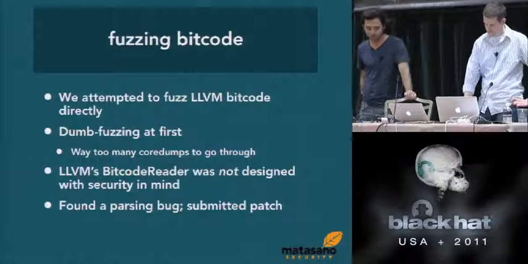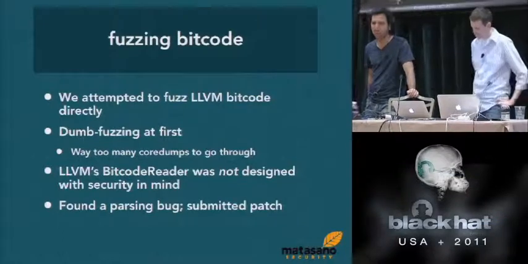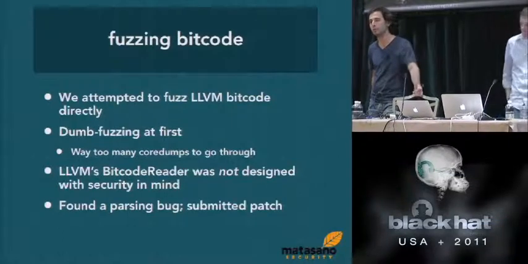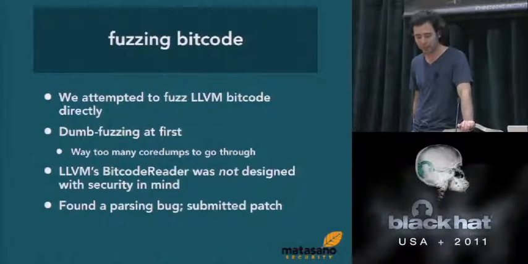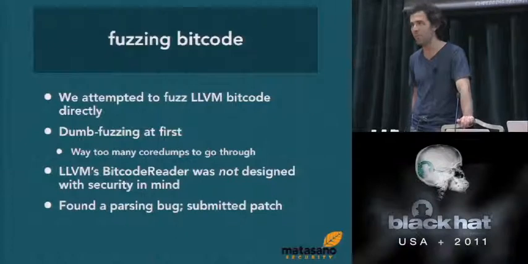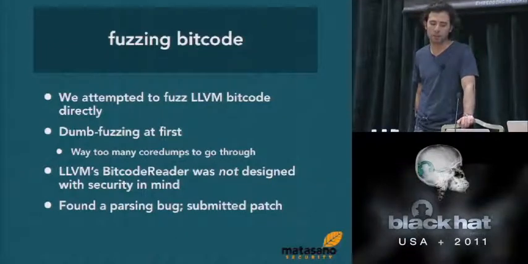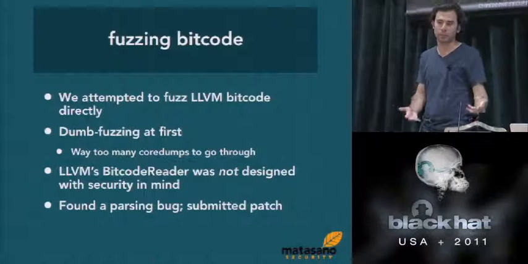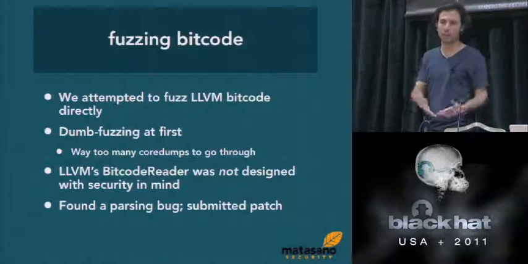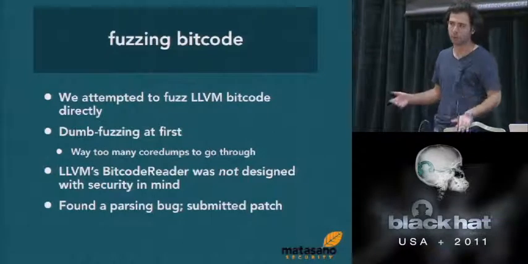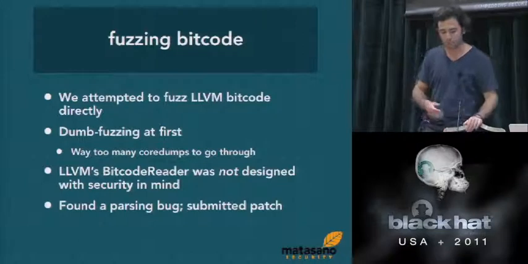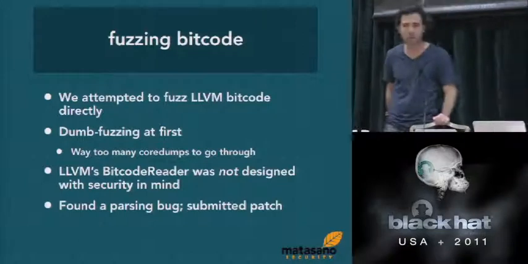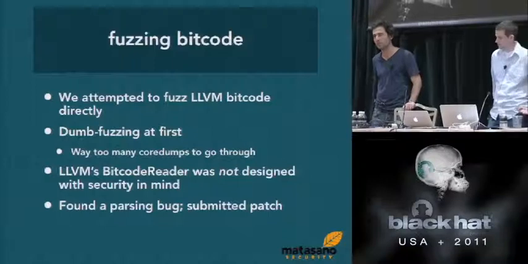We found a bug that let you reset the bitcode reader to any point in memory and instantiate bitcode from anywhere. We submitted a patch. The patch was accepted, but the feedback we received was, well, we're not really treating bitcode as a security boundary. We're providing a library. If you treat it as a security boundary, it's up to you to validate. But we definitely feel it's a security boundary, but it's not up to the LLVM project.